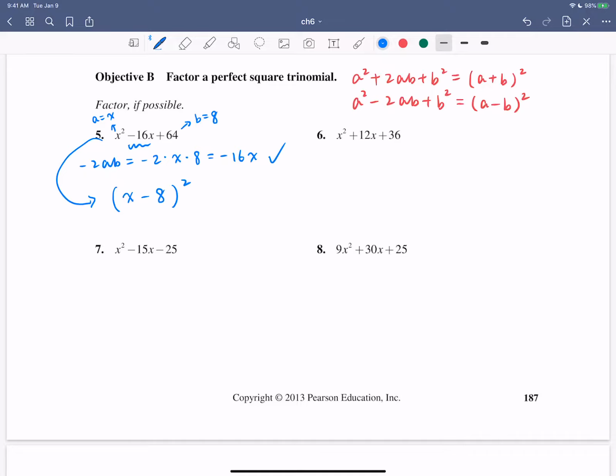Number 7, x squared minus 15x minus 25. So it's the same idea. We'll be looking at a and b first. X squared, so that means a is x. Negative 25. Because it's a negative 25, it's not a perfect square. If you look at the formula, both of these have to be plus b squared. So that basically means we don't have a b. Therefore, this is prime. It's impossible to factor this at this moment.